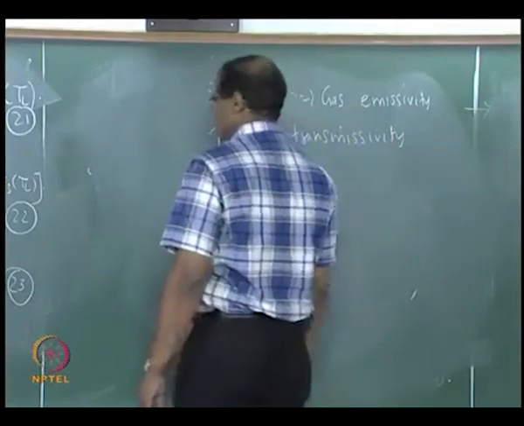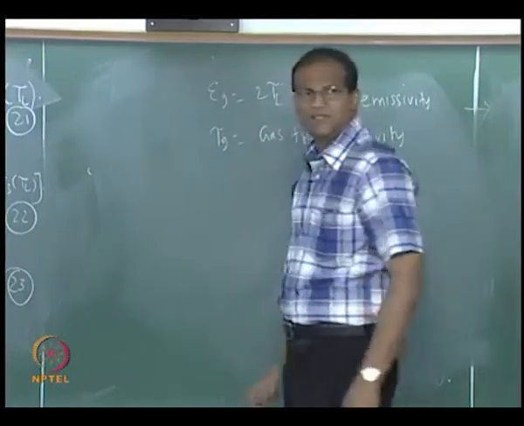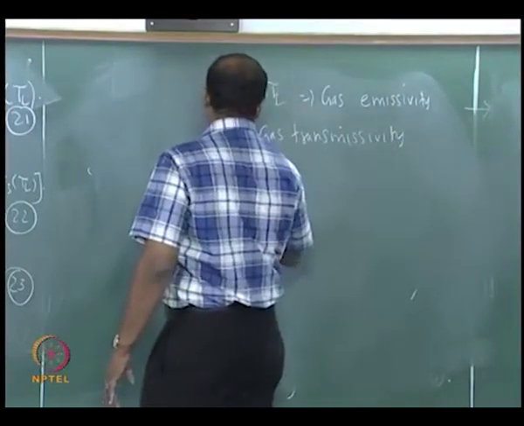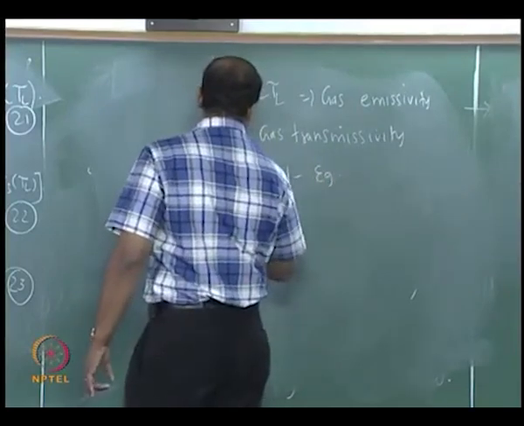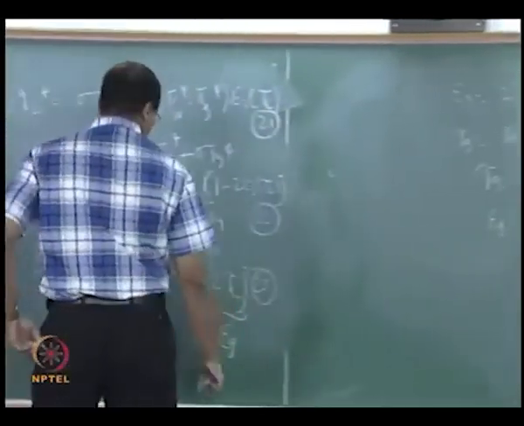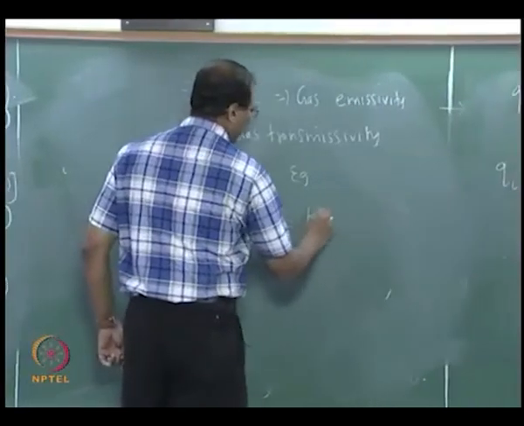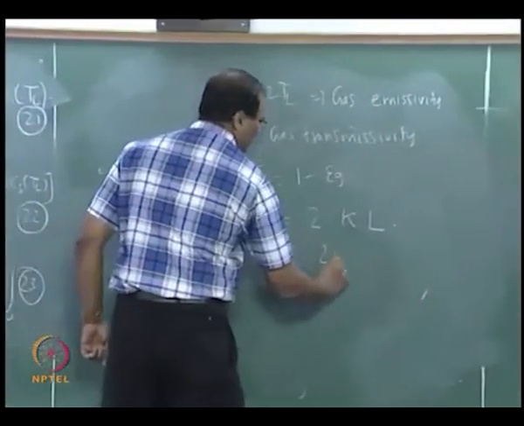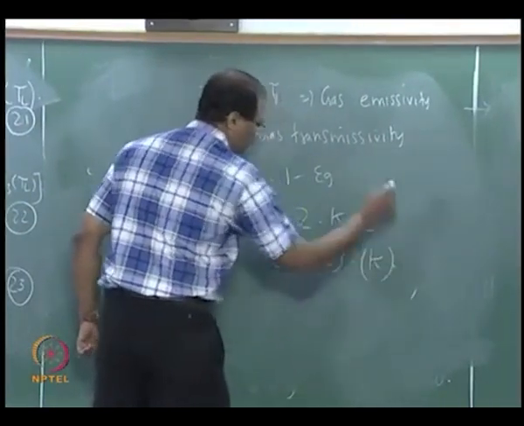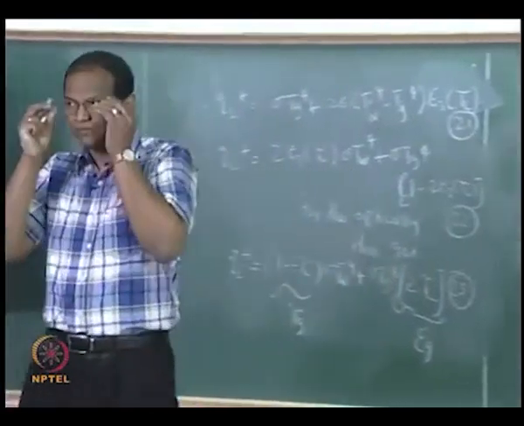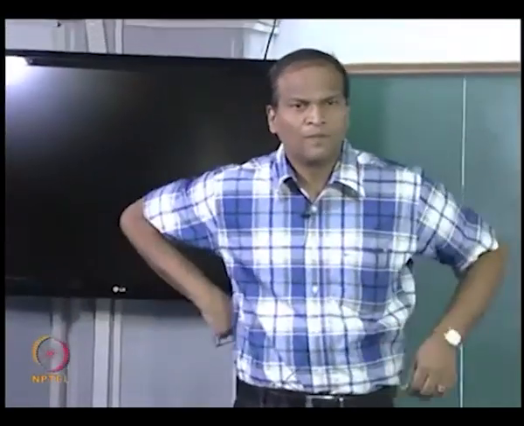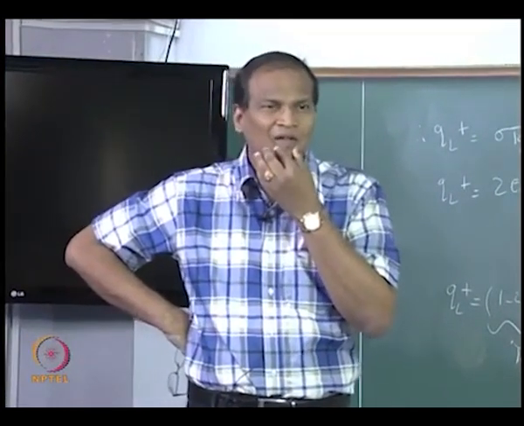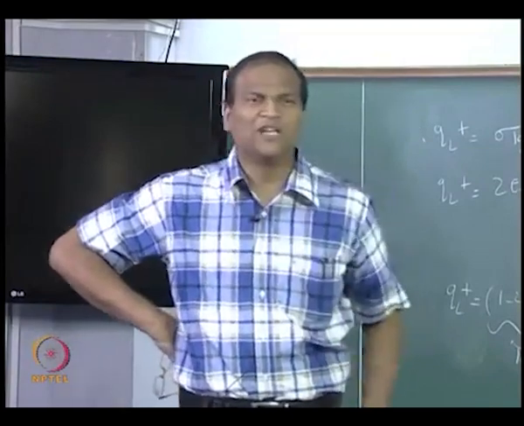What is the relationship between these? Tau g is 1 minus epsilon g, right? Epsilon g itself is two times kappa into L, that is, 2 times L into kappa. Now comes the killer stroke.